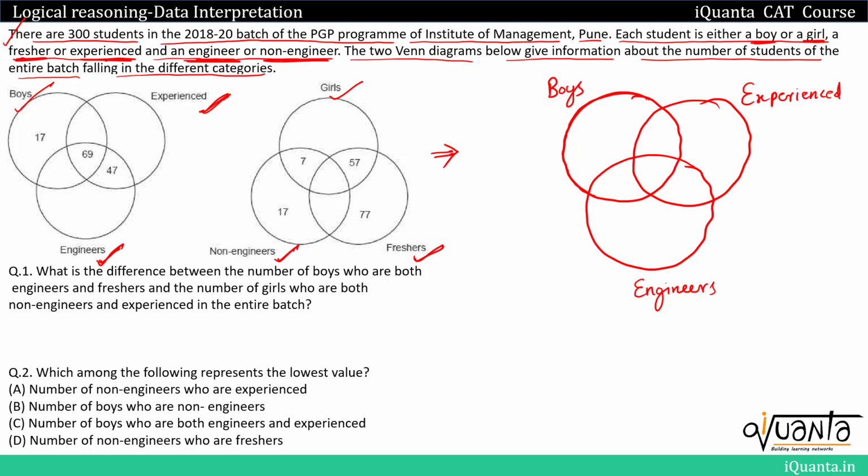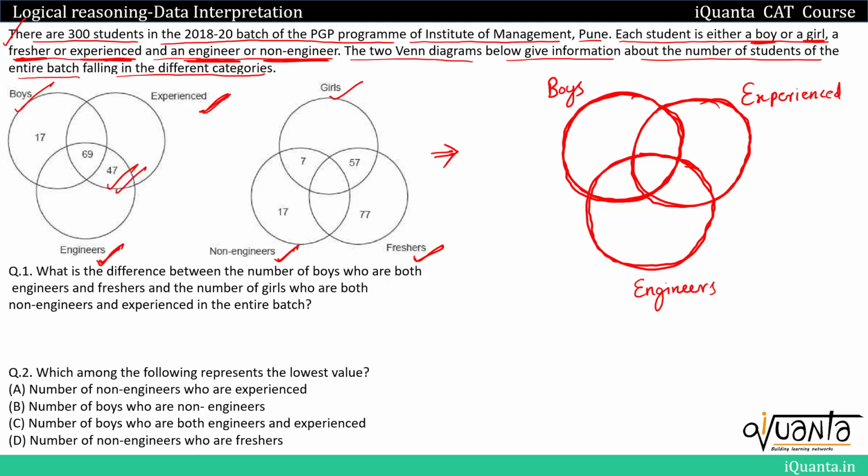So everything that lies outside this set of boys, that will belong to girls. Everything that lies outside the set of experienced, that will belong to non-experienced people, and everything that lies outside the set of engineers, it will belong to the set of non-engineers. So how to solve this? Let us first of all focus upon the first Venn diagram that was given to us.